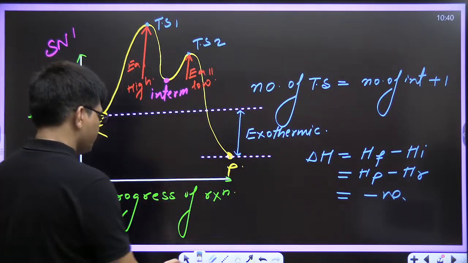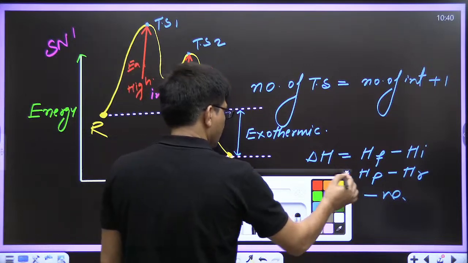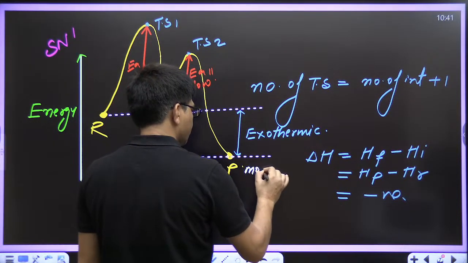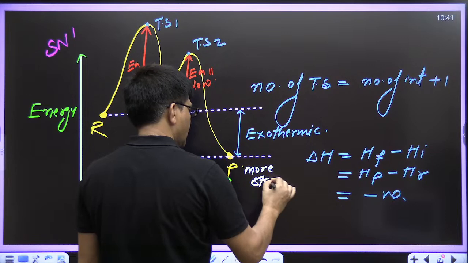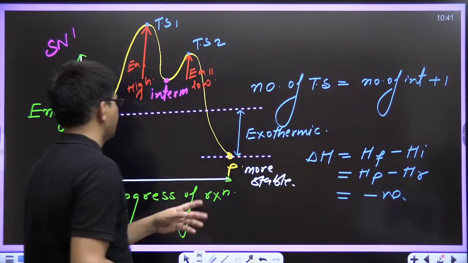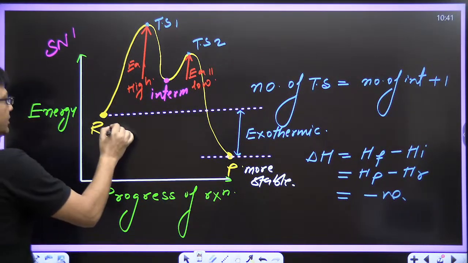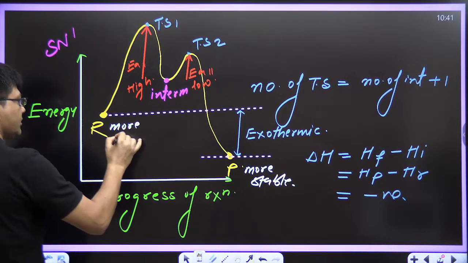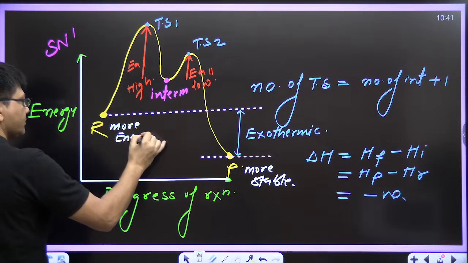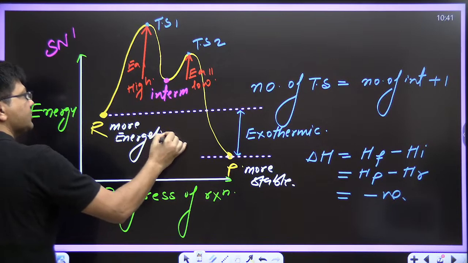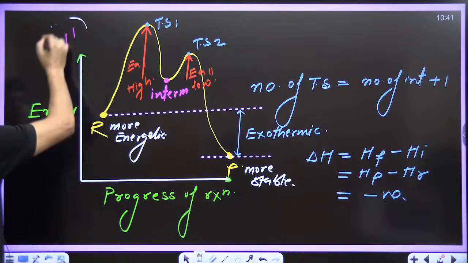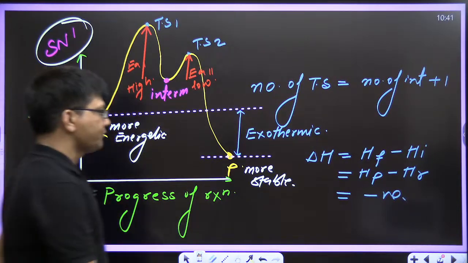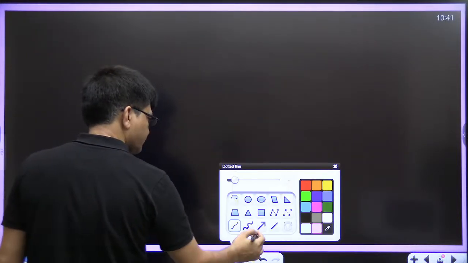So the product is more stable. Kids, if it is clear, do let me know in the chat section that yes, this was more energetic, that is less energetic, and this is the difference. Now, if I compare this reaction with SN2, this was SN1. If I draw a graph for the SN2 reaction, see what the graph should be.